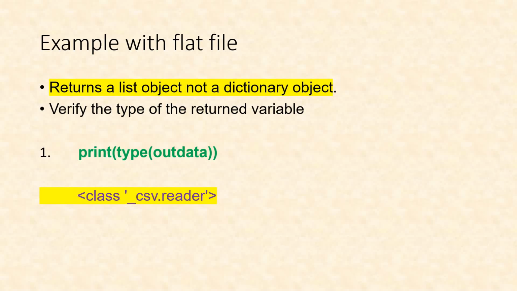So I think you have got the idea of the difference between serialization and flat file writing. Serialization preserves not only the value but also the structure, whereas a flat file preserves only the value, not the structure.